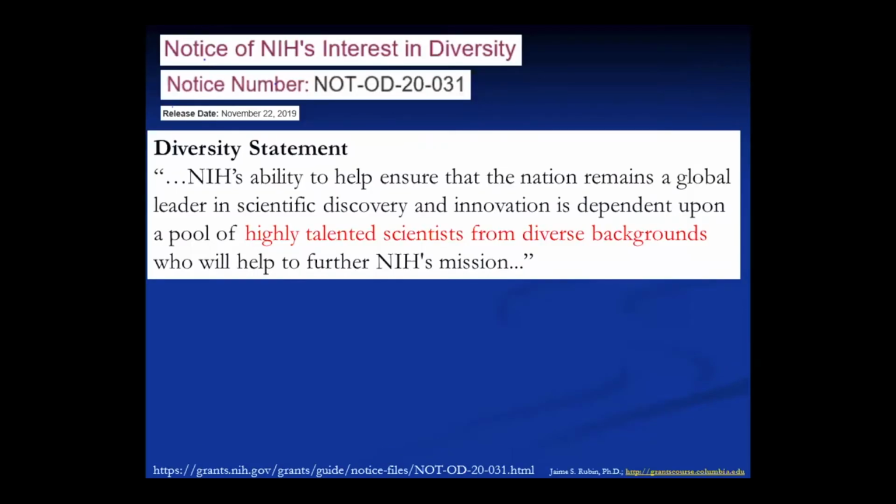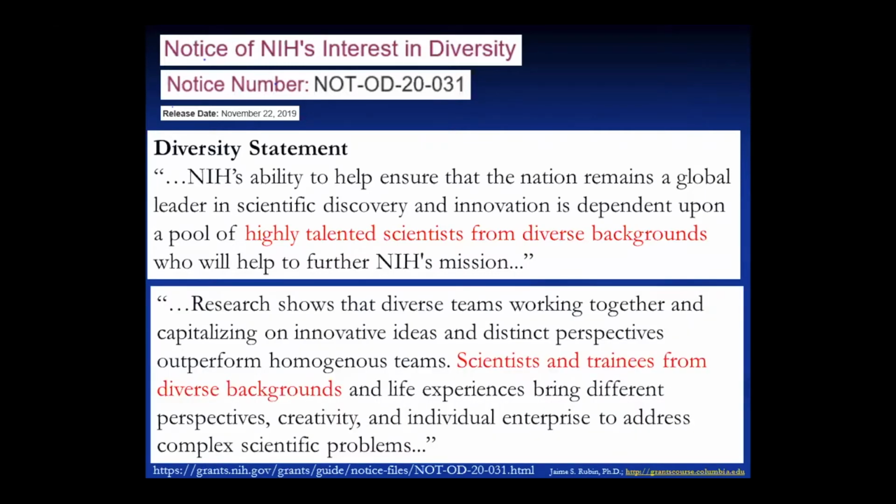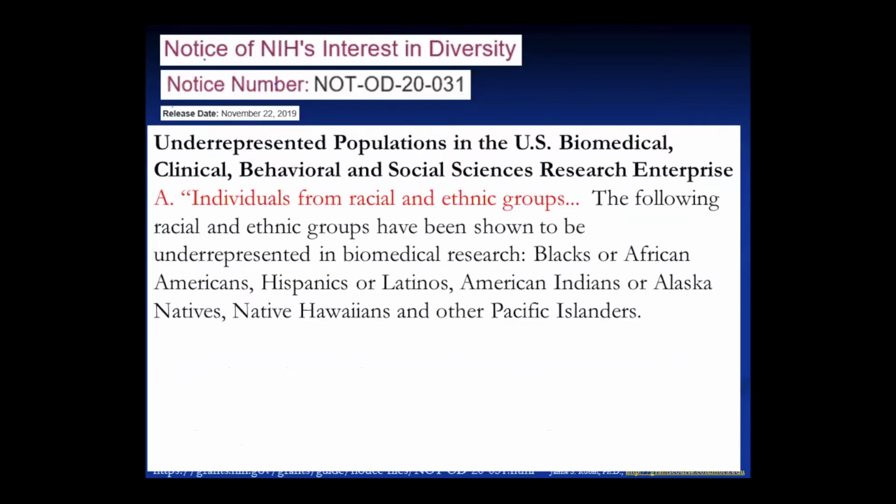NIH has also had a long-standing statement on diversity. NIH's ability to help ensure that the nation remains a global leader in scientific discovery and innovation is dependent upon a pool of highly talented scientists from diverse backgrounds who will help to further NIH's mission. They emphasize that scientists and trainees from diverse backgrounds and life experiences bring different perspectives, creativity, and individual expertise to address complex scientific problems.